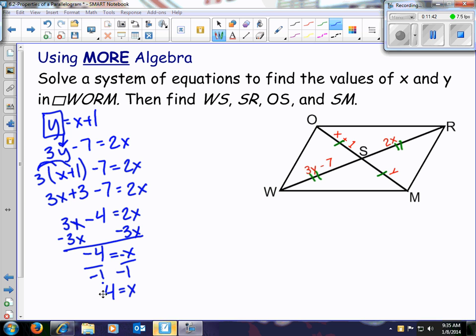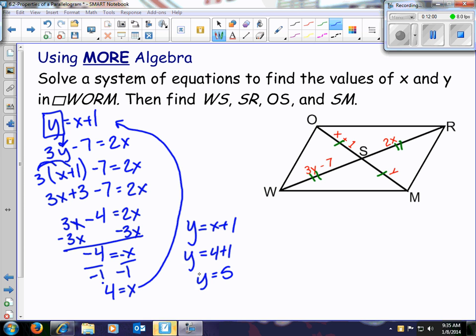So I know my x value. Now I need to figure out my y value. And how I'm going to do this is I am going to plug it back in here. So I have y is equal to x plus 1. My x is 4. So I have y equals 4 plus 1 and y equals 5. So now I have my new values. It says then find WS, SR, OS, and SM.